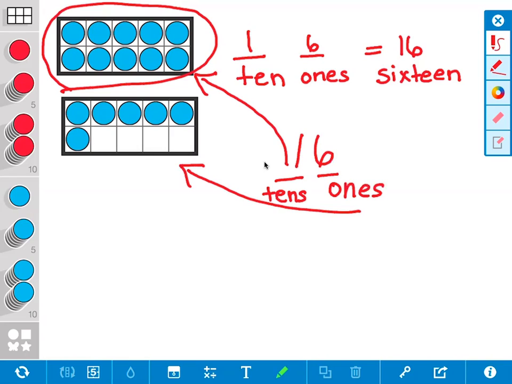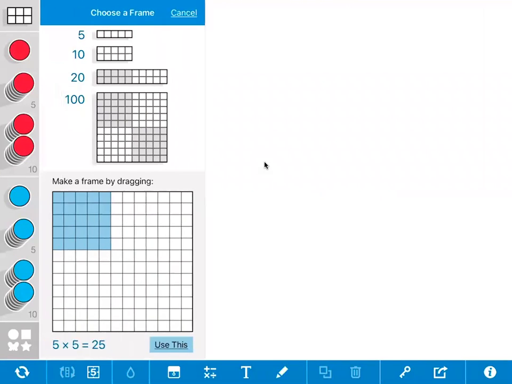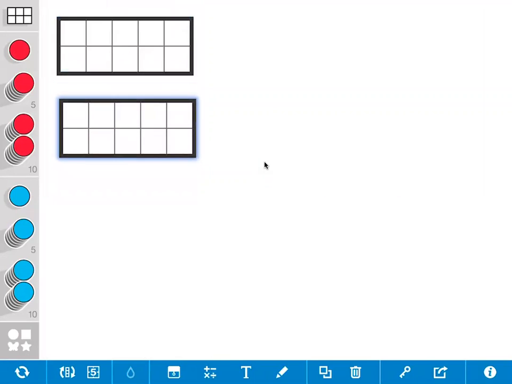Okay, so we've been doing teen numbers, let's do one more teen number, and then I want to introduce decade numbers to you as well. So let's clear. And I'm going to do one more teen number.